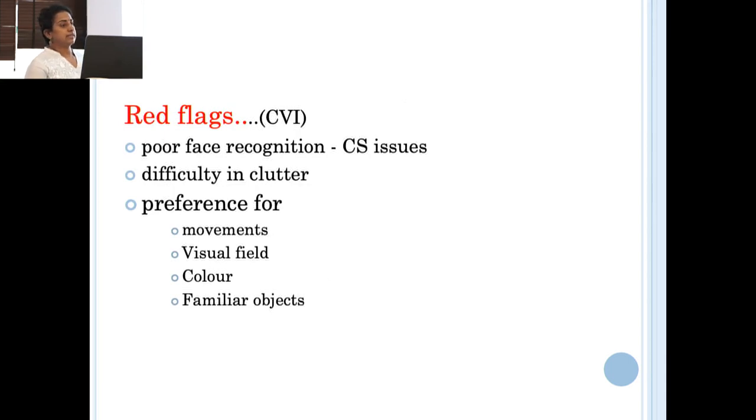Then red flags that you should be aware of in cerebral visual impairment: the caregiver or the parents may complain that the child has difficulty in identifying familiar people. That indicates a reduction in contrast sensitivity. So you should assess contrast sensitivity. The child may have difficulty with visual clutter. When too many things are shown and if you ask them to pick one thing, they may find it difficult. And the child may have preference for objects which are moving. They may respond to objects which are shown on some side of their visual field. They have color preferences, or they may be more interested in familiar objects rather than exploring new ones.